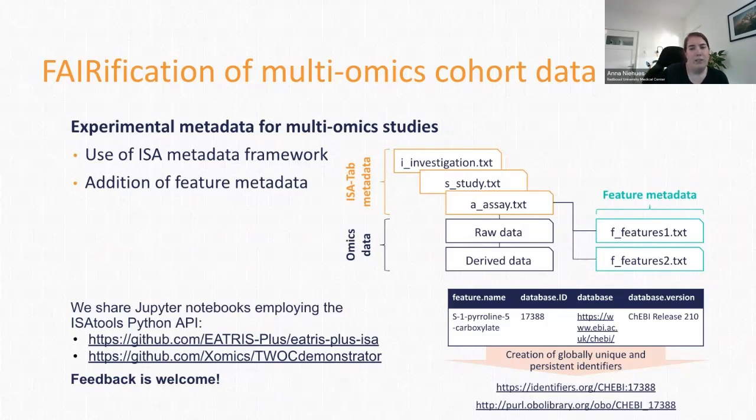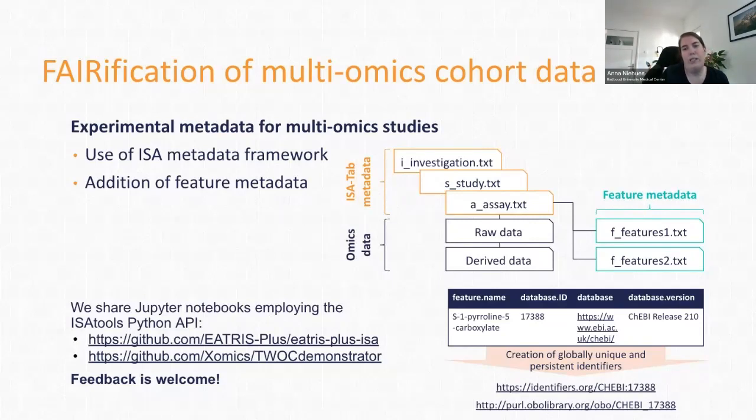And we thought about a possibility to add feature metadata to different and especially to processed omics data types. And the goals were that the format should be simple to use and allow automatic creation of persistent identifiers based on the given information. So our current version of such a feature metadata file is shown here. It includes each original feature name, a database identifier, and the corresponding database and its version.